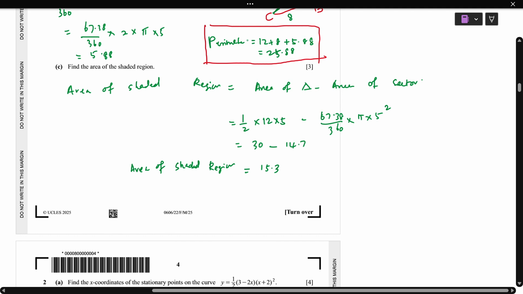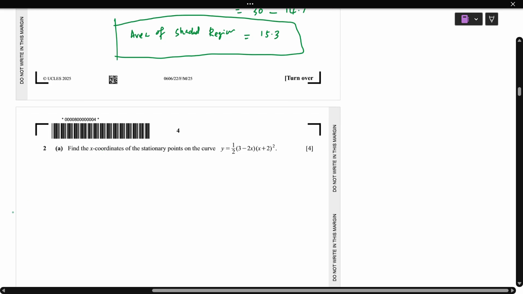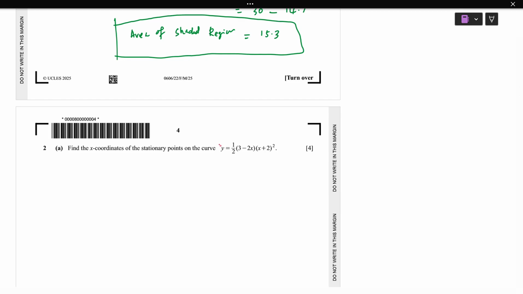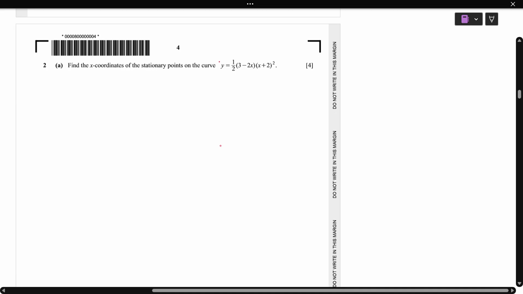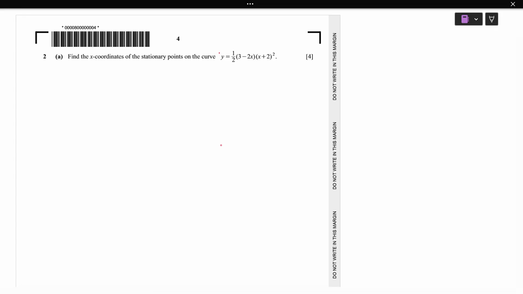Okay, so this is the answer for the third for C part. Okay, let's go for next question 2. Find the x coordinate of the stationary point on the curve. So as we know, this one first we need to expand, so we'll go for the expansion.